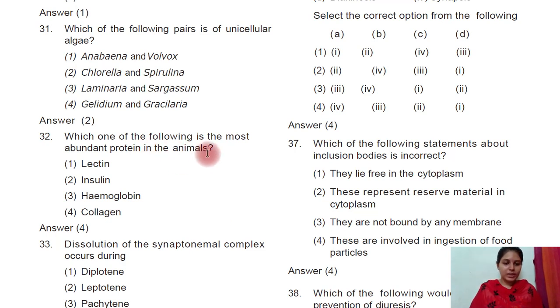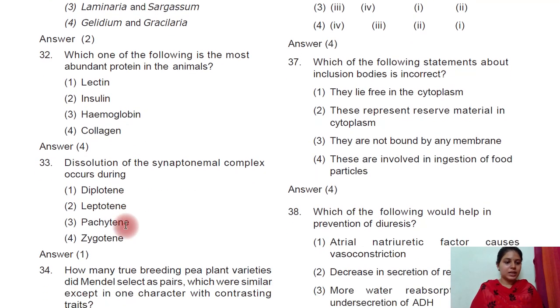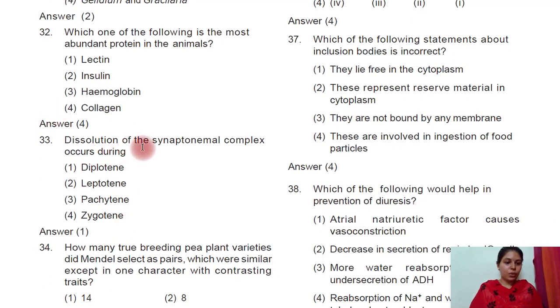We all know, not only in animals but in humans also, collagen is one of the most abundant proteins. Almost everywhere in the body we have collagen. Next, dissolution of the synaptonemal complex, when does it occur? During diplotene, right? So that's a direct question.